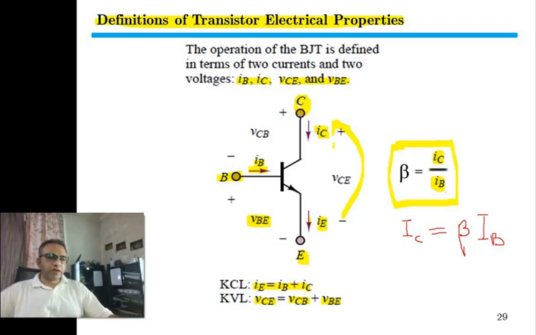The collector current is always a function of the base current. Hence, this is what we are transferring. This is what the transistor is doing. It is transferring the resistance. That is, the base current multiplied by the gain is equal to the collector current.